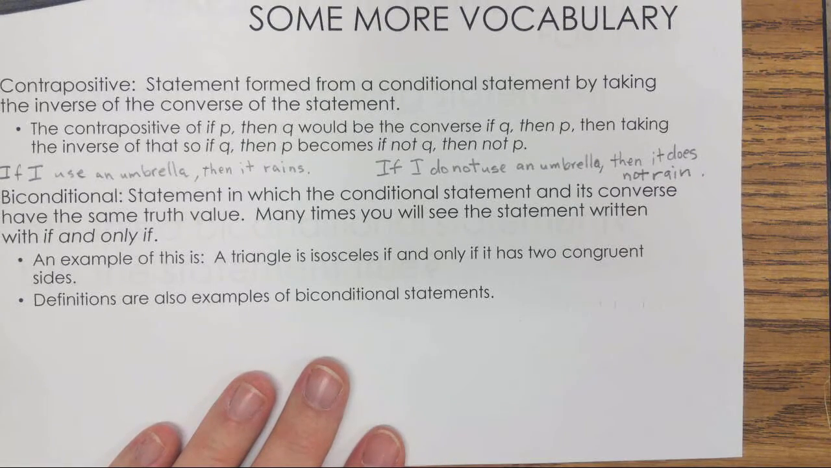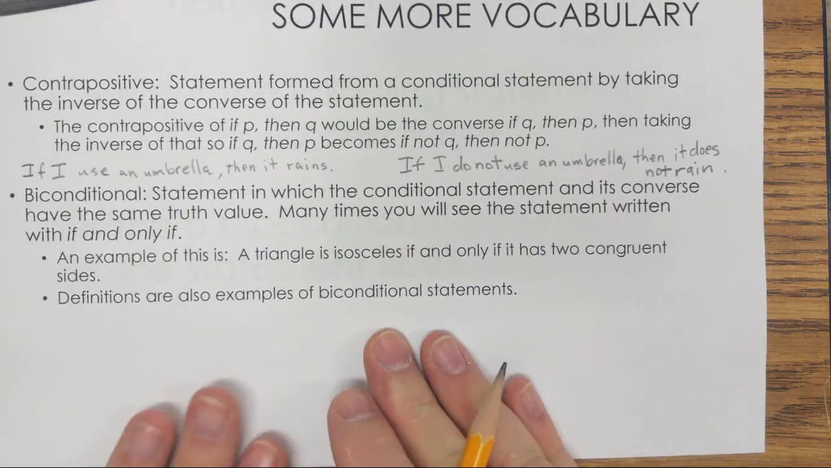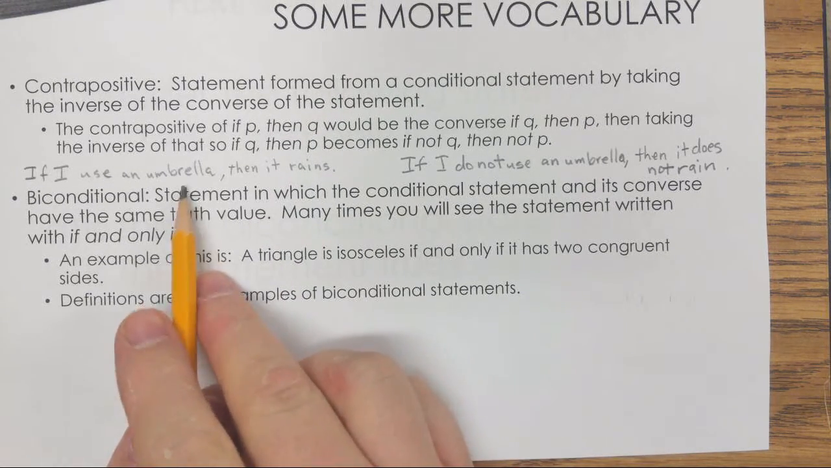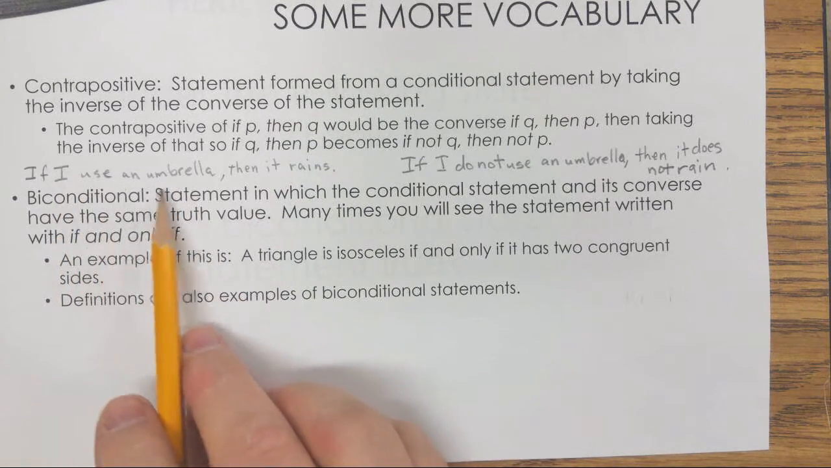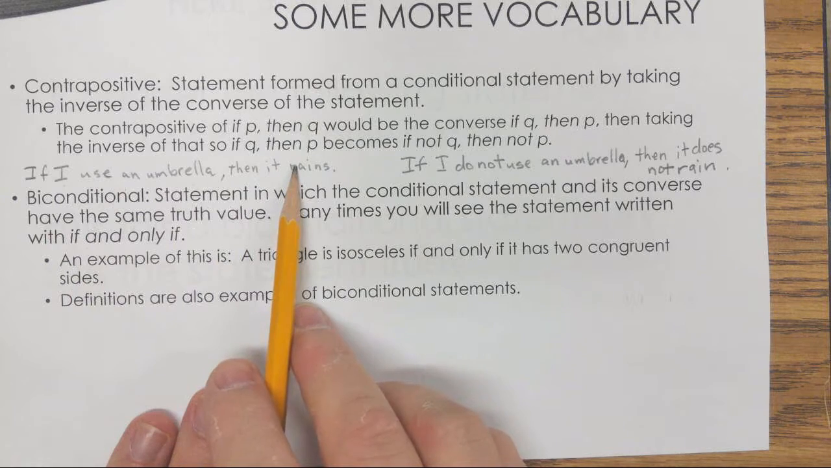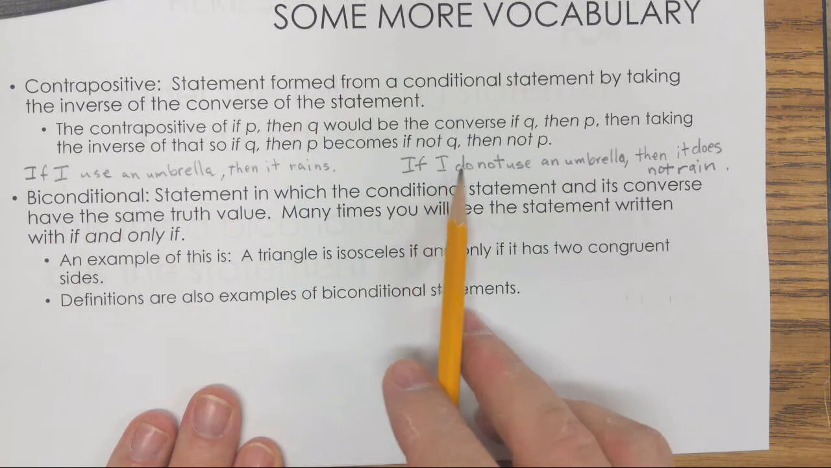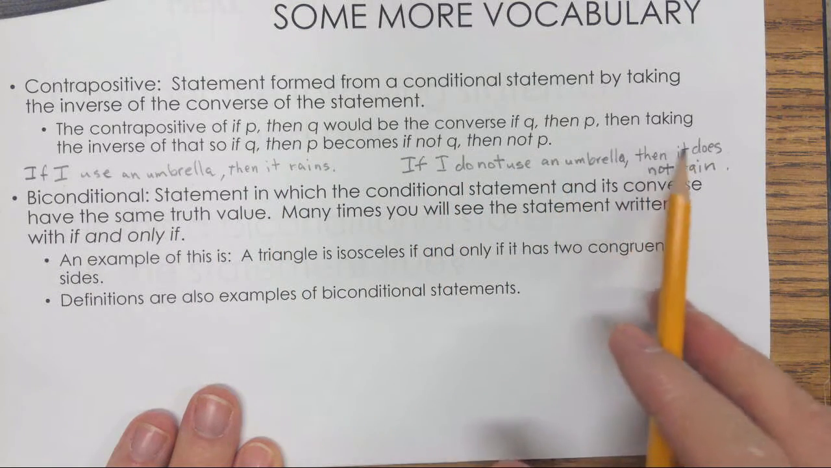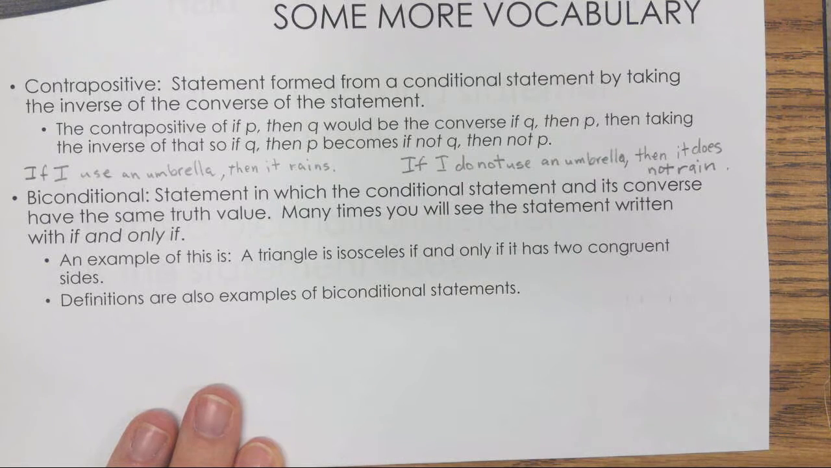Okay? You see what I did there? So I switched the original statement around. If I use an umbrella, then it rains. And then I just put not in there. So if I do not use an umbrella, then it does not rain.